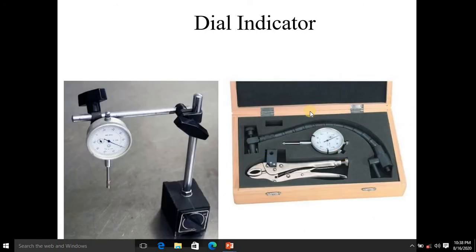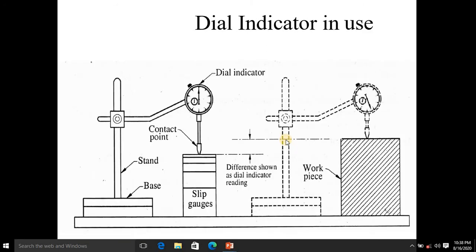So you can see this is the actual setup of a dial indicator. Wherever we take the reading, this is the new advanced dial indicator now in the market. We can understand the dial indicator in this simple case, in the case of slip gauges. Look at this. This is the base, generally used as a surface plate. On this particular surface plate, your dial indicator is placed.